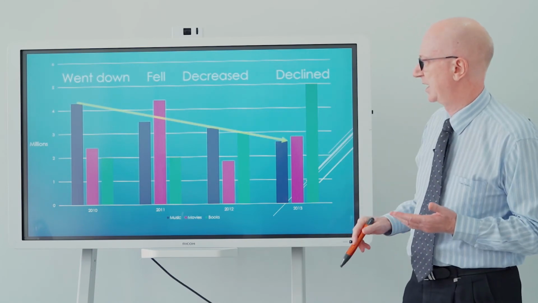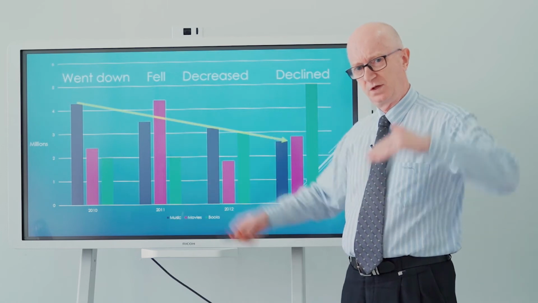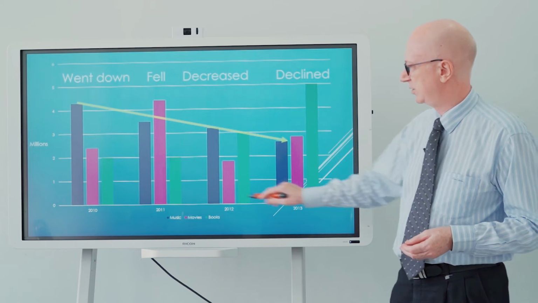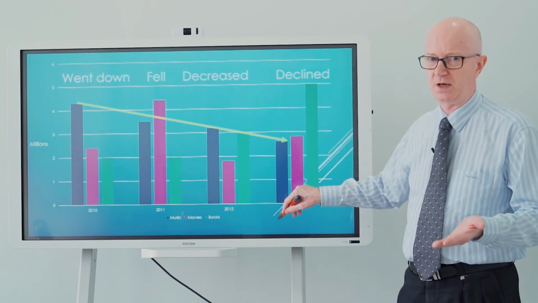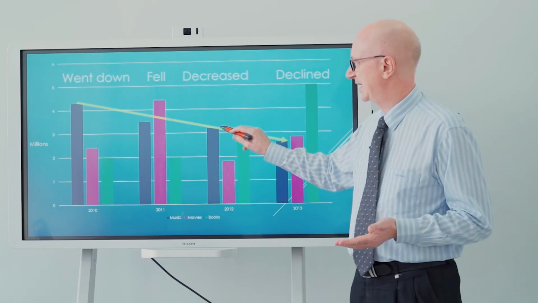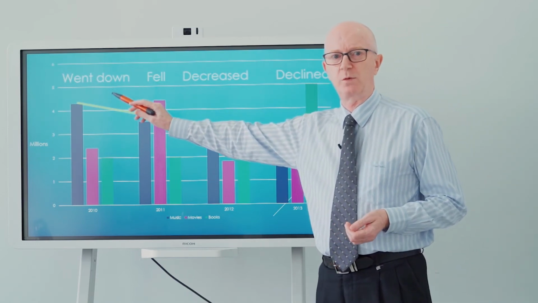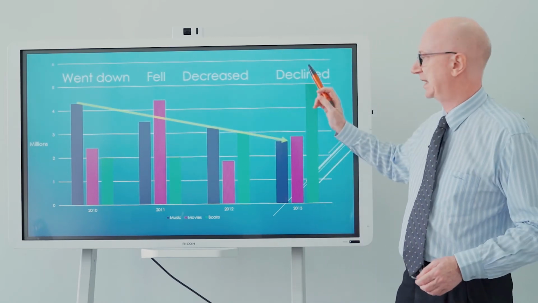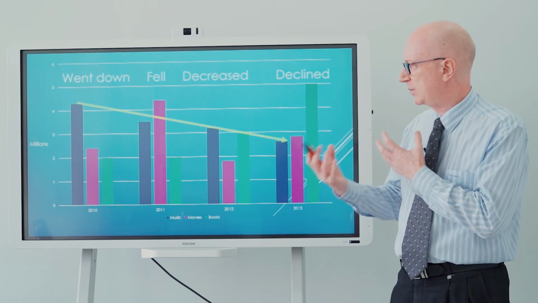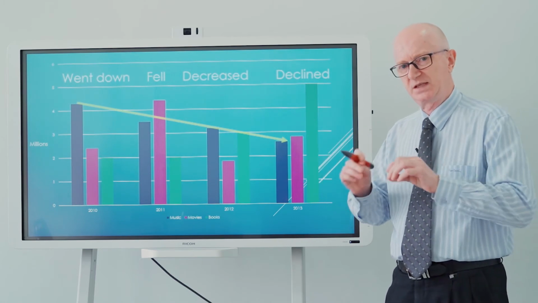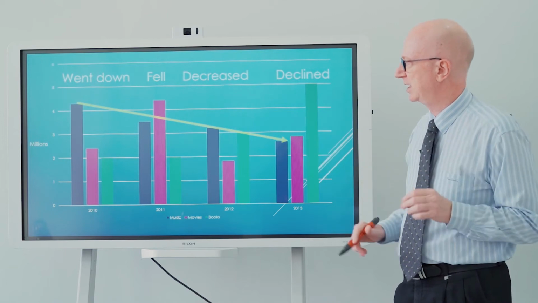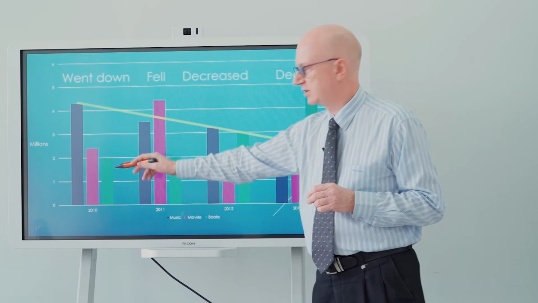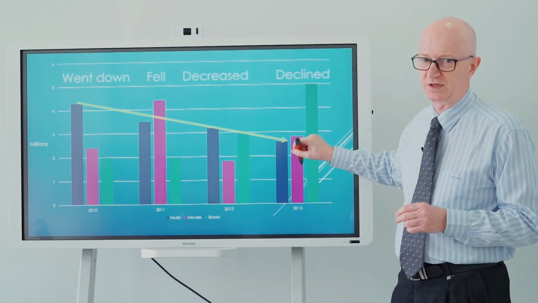When we come to the writing task, we need to describe that trend. What's happening? Obviously we can see from the arrow going down. Secondly, we're talking about a period of time in the past. So we can use vocabulary like went down, fell, decreased, or declined. When we're writing, we would say that sales of music went down between 2010 and 2013.